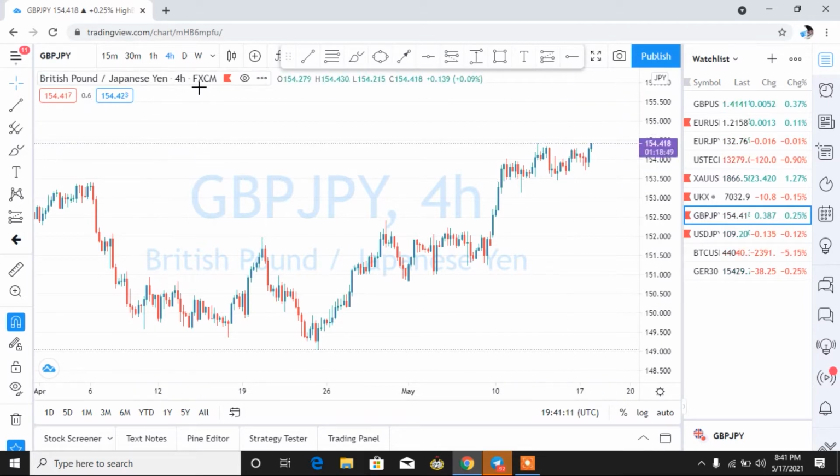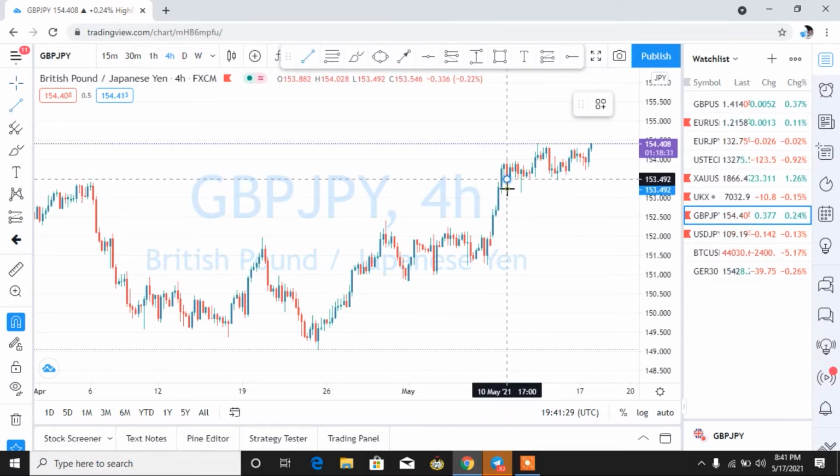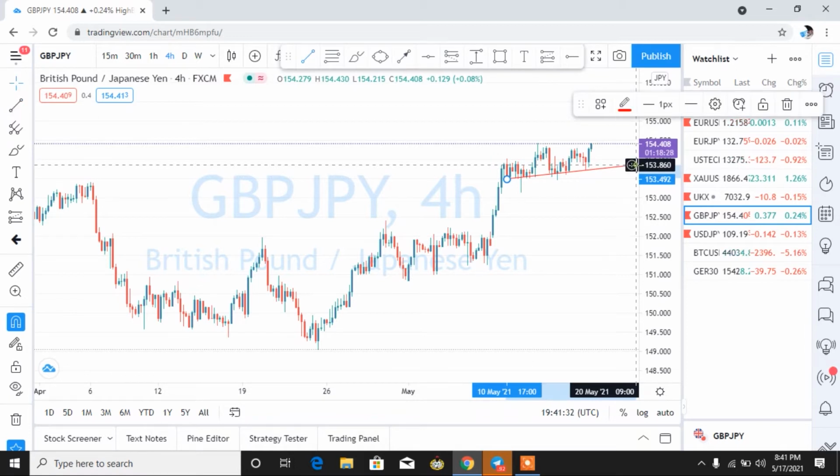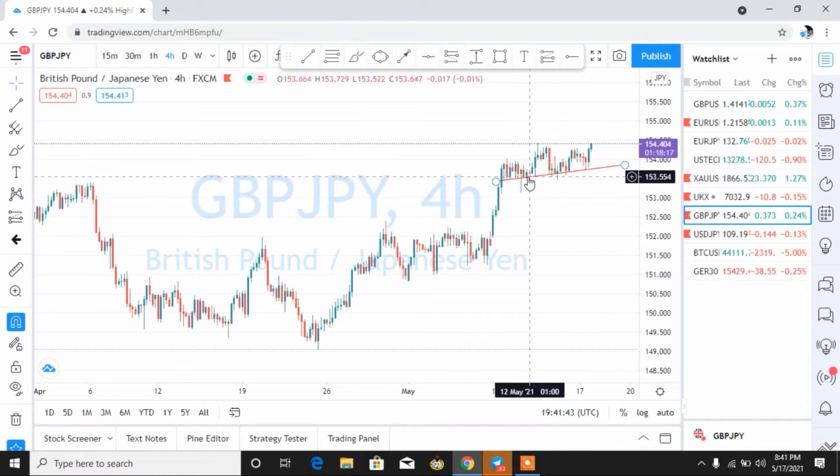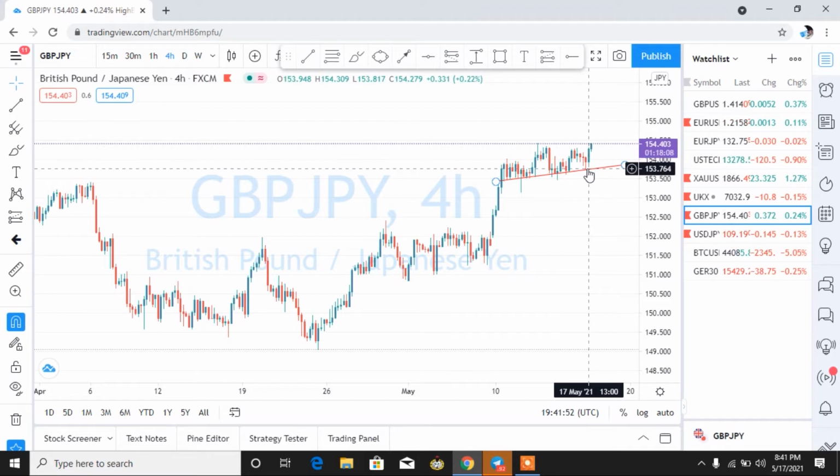And as you can see right now on my screen, this is the GBP JPY chart. So let me show you guys the practical way to draw trend lines. Let me pull out the trend line tool here, and here we have one. So here is a trend line. Remember we said you have to connect two highs or two lows. So this is the first low, this is the second low, and this is the third low.